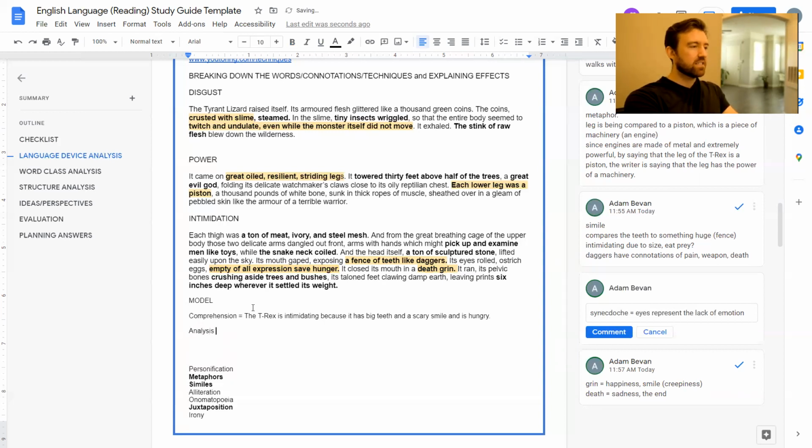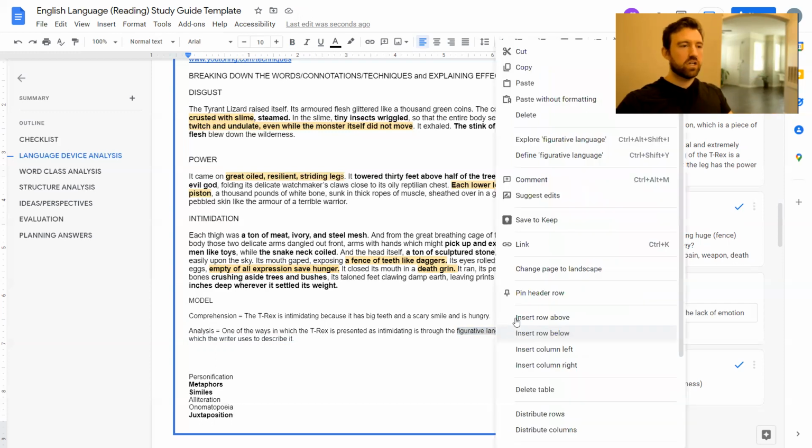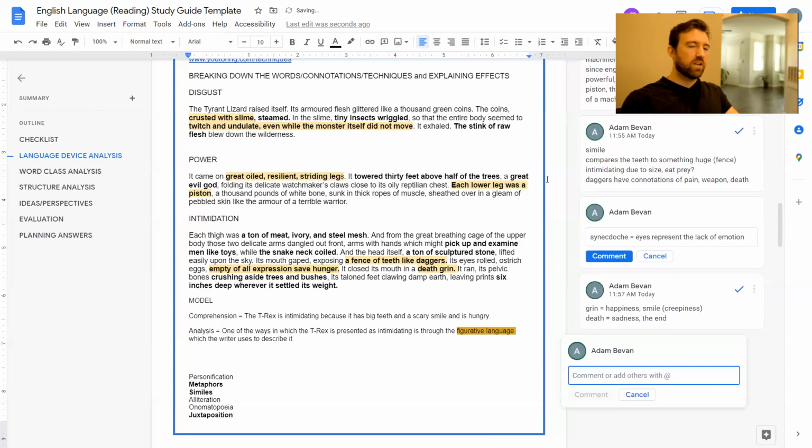To get to analysis, what you need to do is say something like, one of the ways in which the T-Rex is presented as intimidating is through the figurative language which the writer uses to describe it. Now that's a fancy word. Figurative language is pretty much looking at similes and metaphors and basically non-literal language. So you can use that term as well, figurative language, if you're talking about metaphors or similes.